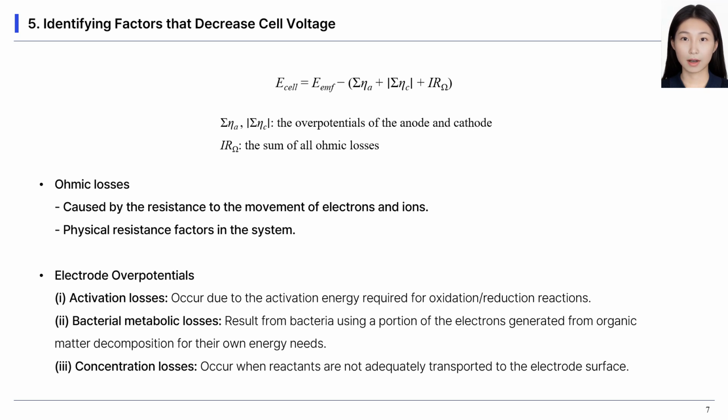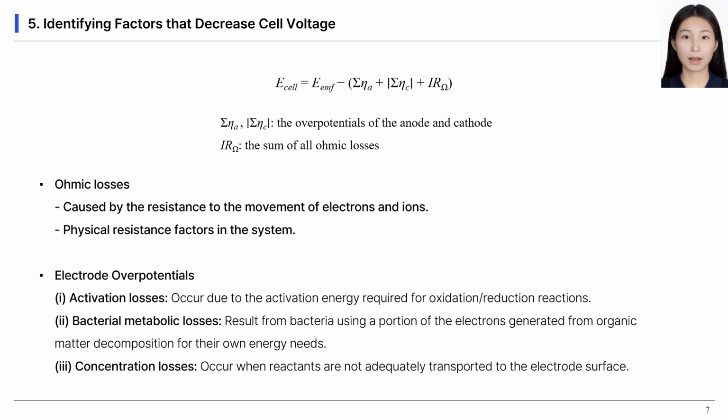These occur when the supply of substrate or oxygen to the reaction sites cannot keep up with the demand, leading to a drop in reaction rates. For example, if bacteria at the anode deplete the organic substrate faster than it can diffuse through the system, the rate of electron generation will decrease. Similarly, at the cathode, insufficient oxygen supply can slow the reduction reaction. Improved reactor designs, such as enhanced mixing or flow systems, can help mitigate these losses.